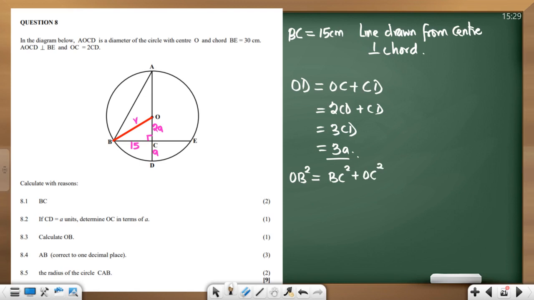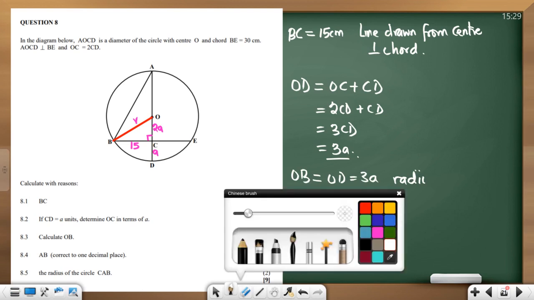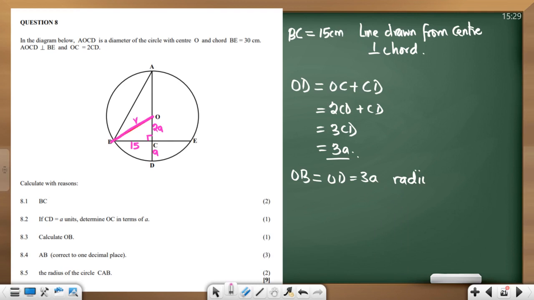OB is 3A. It's one mark. Okay, because we don't want the value. OB is equal to OD, which is 3A, radii. I hope that makes sense. I was almost strict there. That is 3A. And OB is the same as OD.